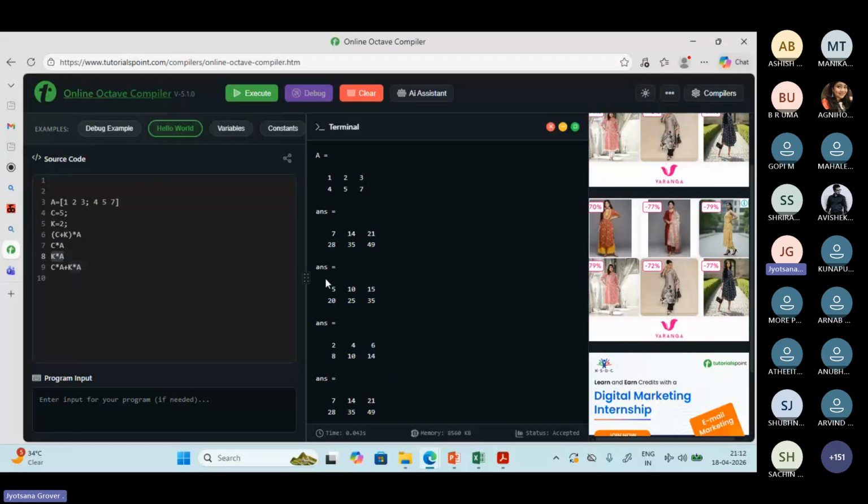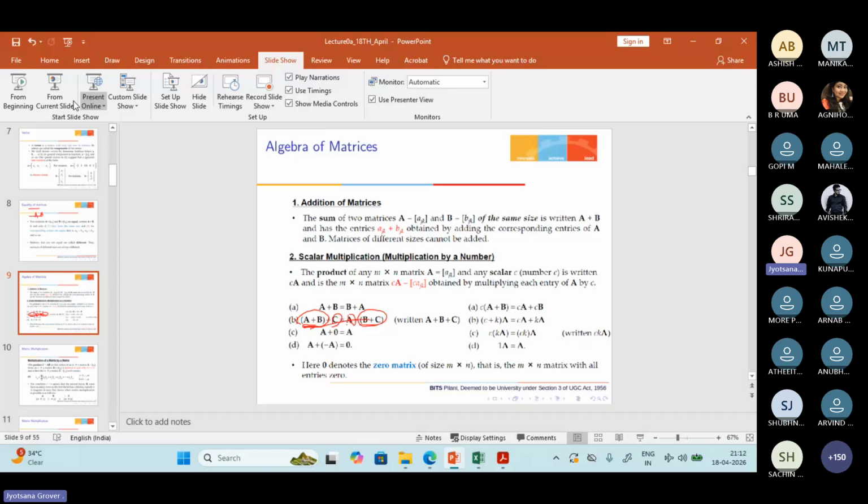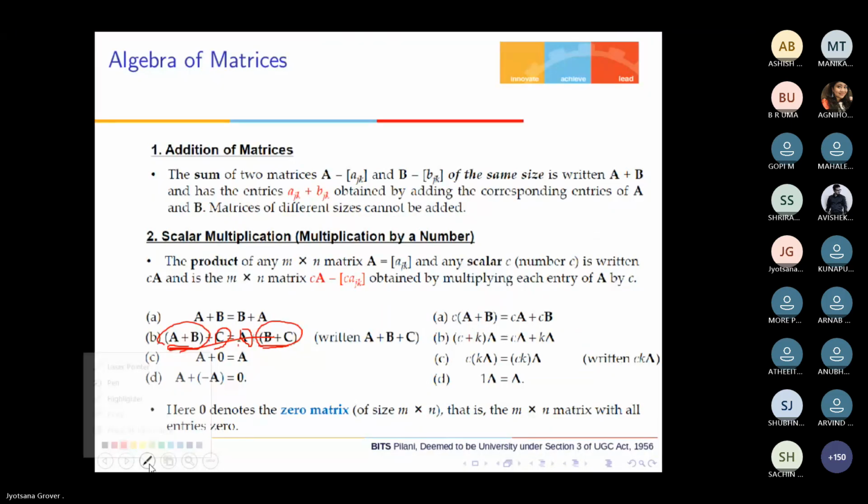So this is C into A. This is K into A. Now you do the addition. So 5 plus 2 is 7. 10 plus 4 is 14. 15 plus 6 is 21 and so on. So we have done this rule completely.